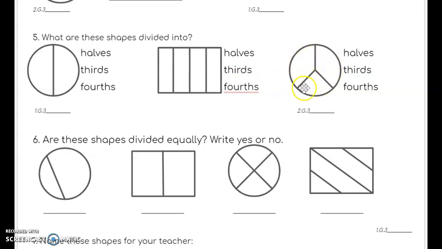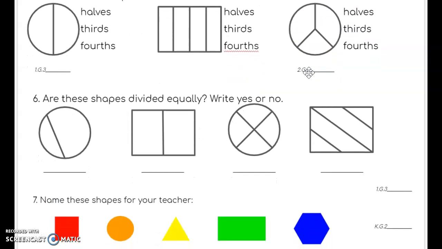And then the same thing for this last circle over here. Is that divided into halves, thirds, or fourths? Make sure you're getting the right one that you want. Halves, thirds, fourths. Circle which one you think that's partitioned into or divided into.